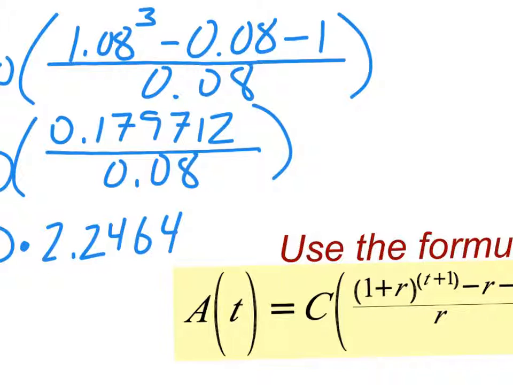So the last thing I do now is I multiply that by 500. And when we do that, do you know what number we're going to get? You should, because it should be the same thing as what we did when we calculated it out by hand. $1,123.20.